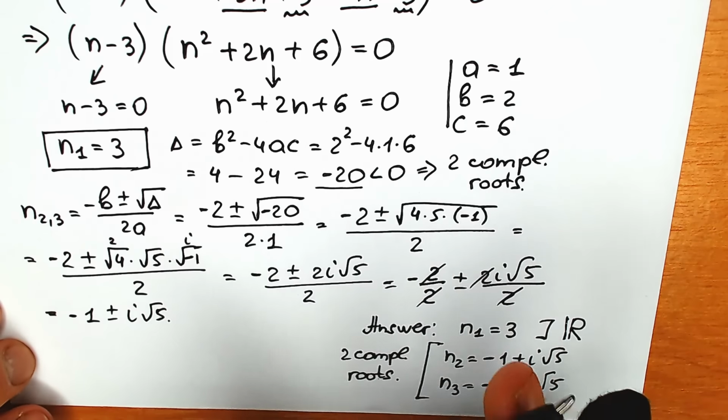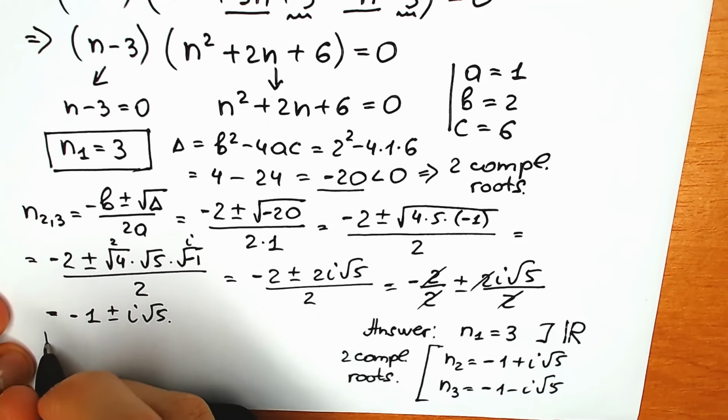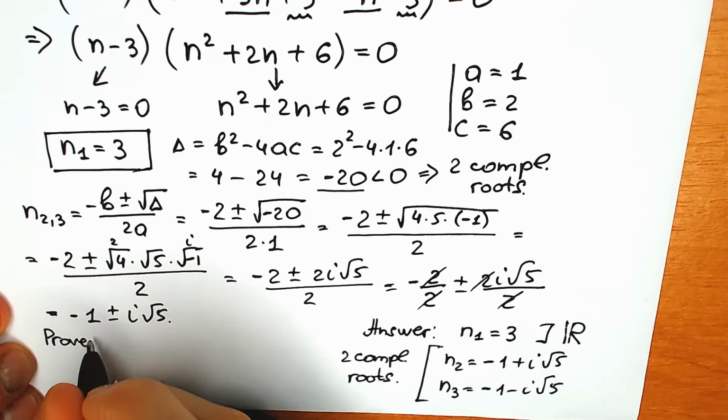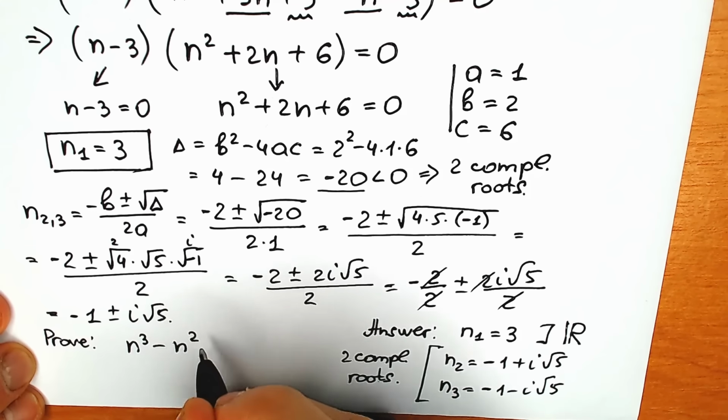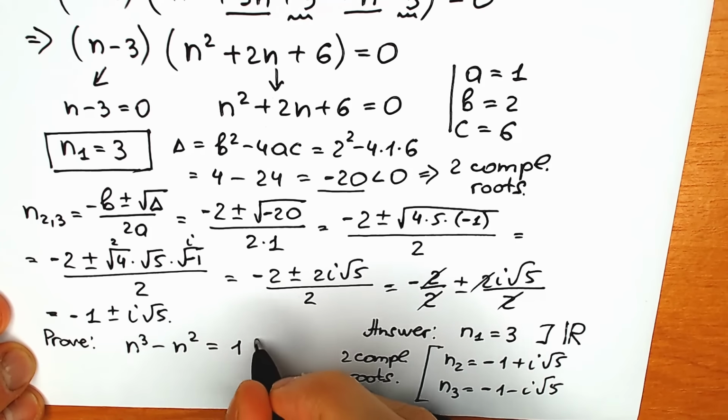And finally, let's check our root real quick. Let's do this right here. So our proof: we have n cubed minus n squared equal to 18.